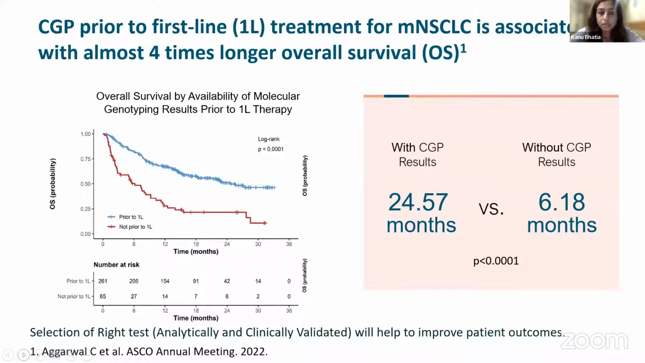This is the overall survival curve. We see that the patients who had a comprehensive genomic profiling available before the starting of first line treatment had an overall survival of nearly 2 years, as compared to those who did not. The overall survival was just 6 months. So that is the amount of difference a well done comprehensive genomic profile can have in metastatic advanced non-small cell lung cancer. Next slide, please.